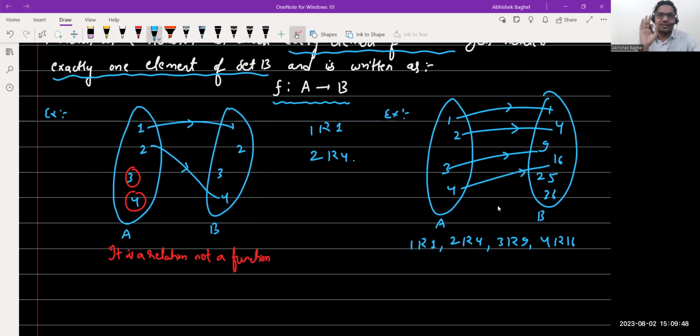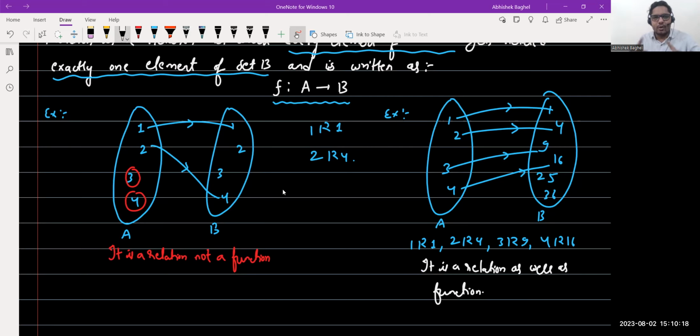So we can say that this relation is fulfilling both the conditions. Clear? So this relation is a function. It is a relation as well as a function. All functions are relations, basically, but not all relations are functions.